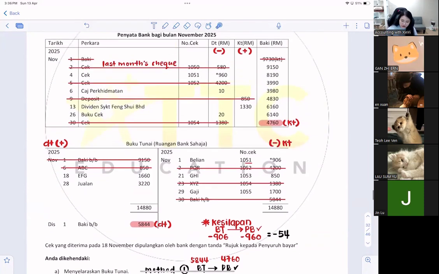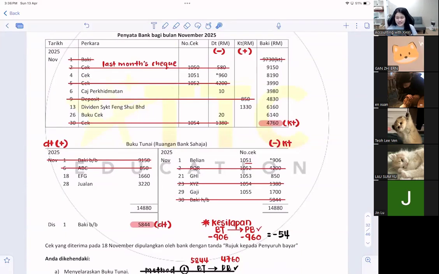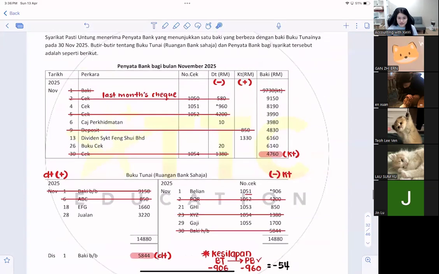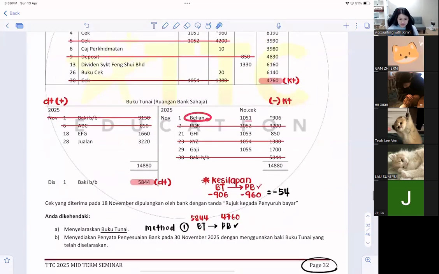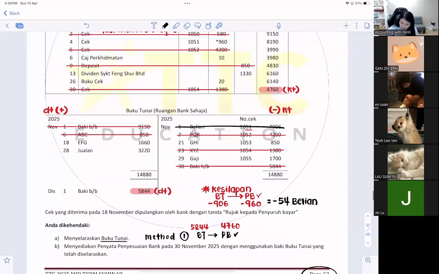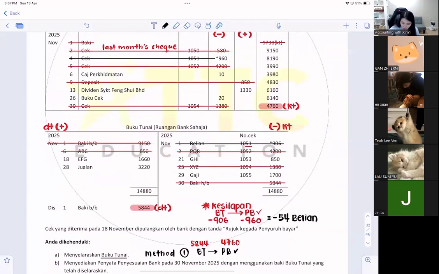I say you never rely on your Penyata Bank because they won't explain. They will just put check. If you want to know the exact reason for this 54, it is because of Berlian. So you will take the explanation from your own Buku Tunai. Once this is completed, you can remove the 906 and 960 from the Buku Tunai and Penyata Bank.